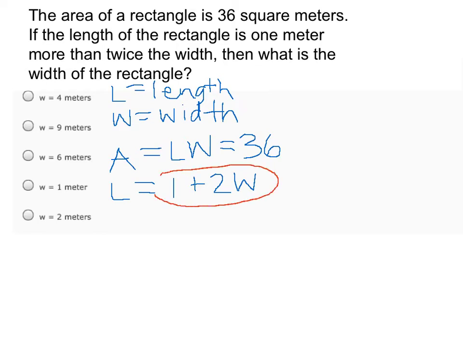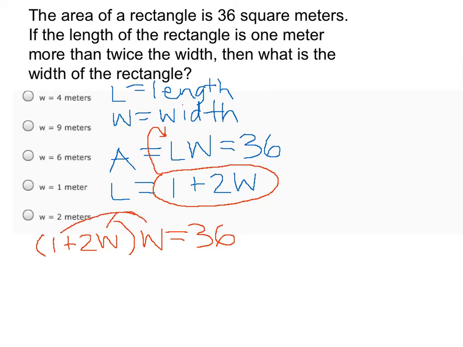Now we can use substitution by substituting 1 plus 2w in for L in this first equation. So then it would look like the quantity of 1 plus 2w times w equals 36. And we want to distribute this w into each term within the parentheses, and we have 2w squared plus w equals 36. Now in order to solve for w, we need to set the equation equal to 0.